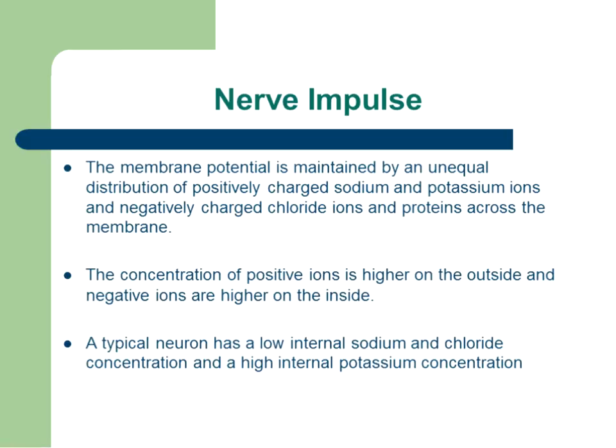All right, so here, the membrane potential is sustained by an unequal distribution of positively charged sodium and potassium ions and negatively charged chloride ions and proteins across the membrane. The concentration of positive ions is higher on the outside and negative ions are higher on the inside. This is at rest. A typical neuron then has a low internal sodium and chloride concentration because the internal part is going to be, at rest, what? Potassium and protein. So it's going to have a higher internal potassium concentration.